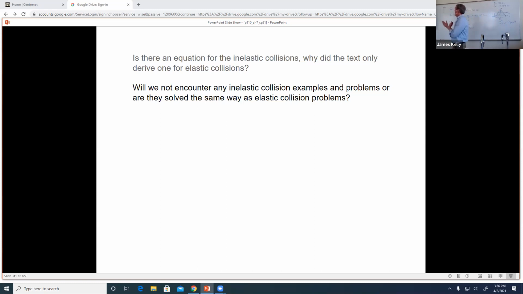There are cases in between which are just partially inelastic, and we'll consider that on the worksheet that we'll probably do next year. But before that, will we not encounter any inelastic collision problems, or are they solved the same way as elastic collision problems? No, usually they're not solved the same way. If they're completely inelastic, it feels very different because there's only one unknown in the final state, whereas the elastic ones are quite a bit more complicated.